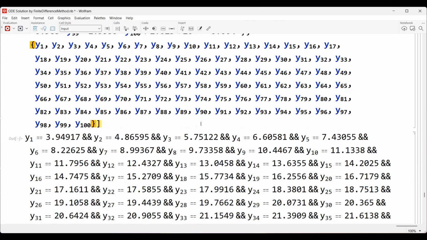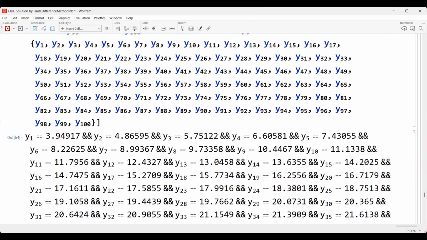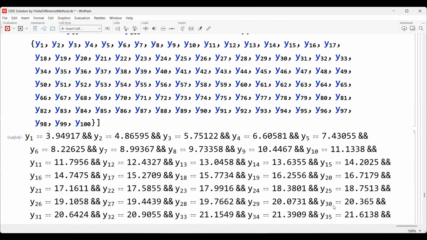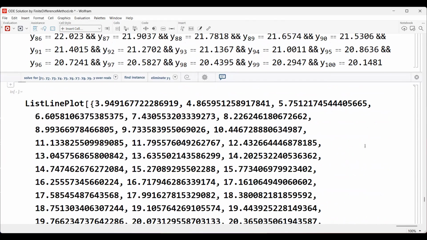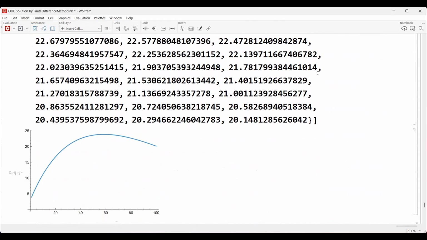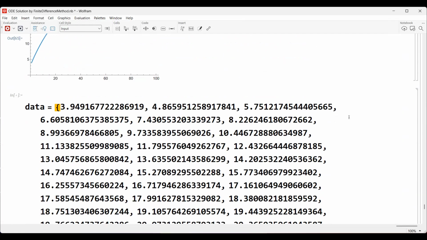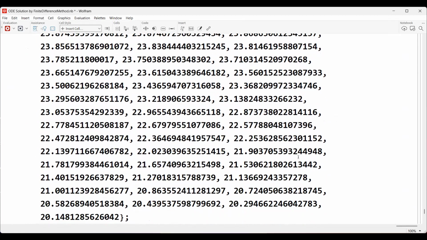The solutions are y sub 1 equal to 3.949, up to the last variable, y sub 100, equal to 20.1481. The y sub 101 is already equal to 20, and the y sub 0 is equal to 3. So let's do a line plot here. If we also have the data, let's plot the data here.